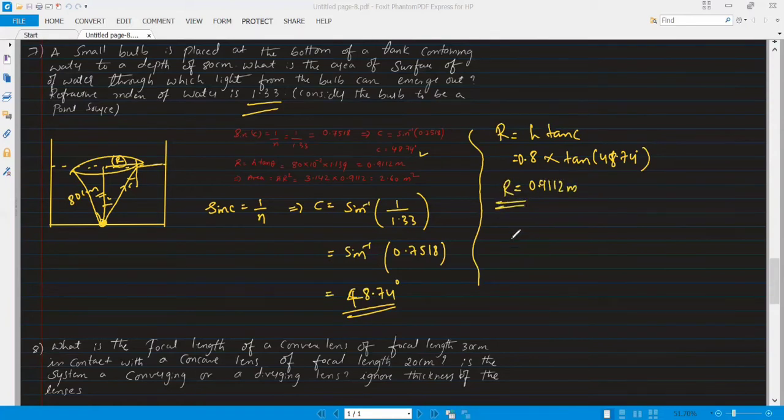If you know the value of the radius, then calculate the area. Since it is a circular patch, therefore this is pi r square. This is going to be 3.142 into 0.9112 squared. This is going to be 2.60 meter square. This is your final answer.